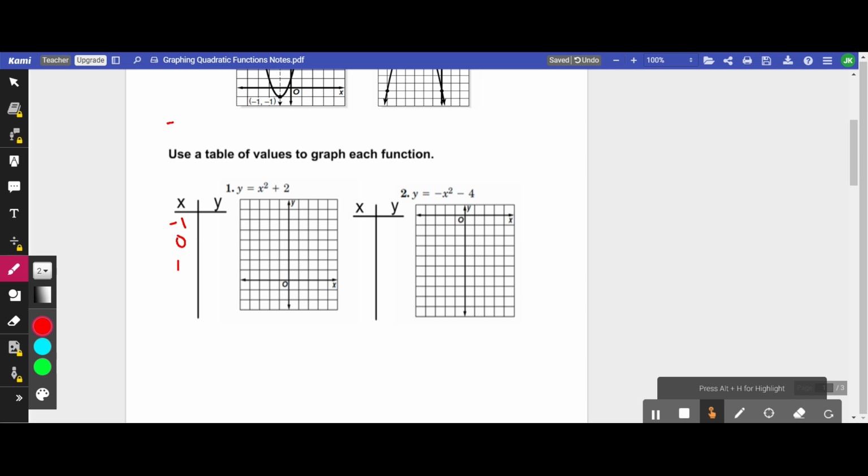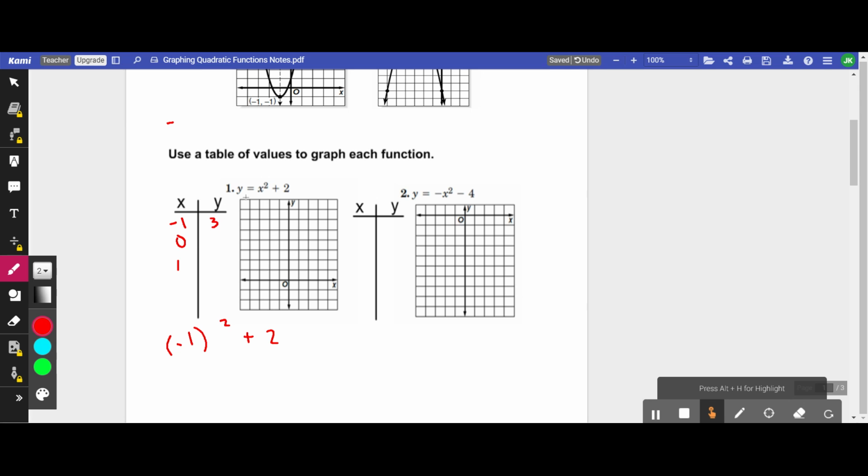To sub in your -1 first, just make sure you remember for the negative numbers, you'll put it in parentheses before you square it. So when you sub the -1 in there, it'll be (-1) squared plus 2, and you can type it in the calculator. If you square the -1, you'll get +1, and then 1 plus 2 would be 3.